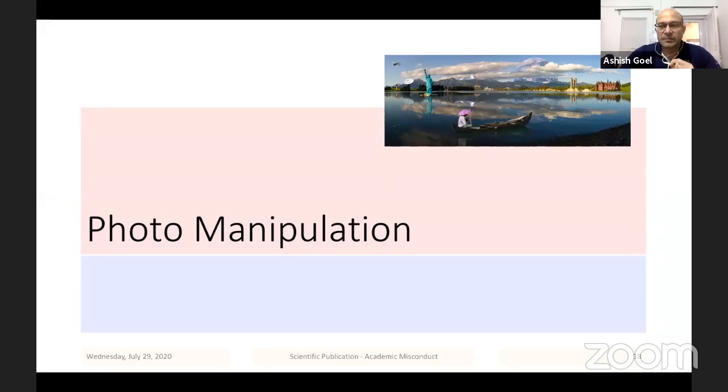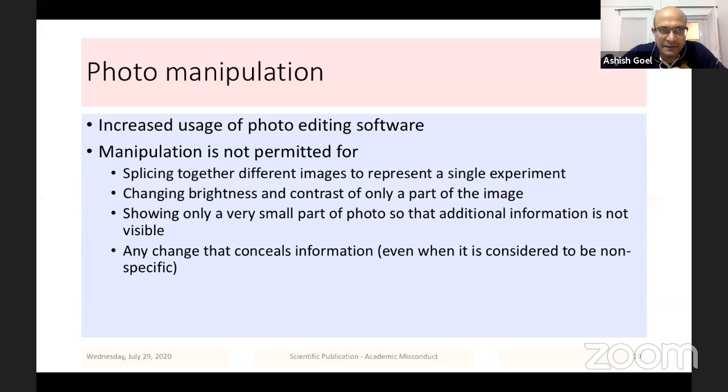Okay, the next topic we're going to talk about is photo manipulation, and I would finish this in a couple of minutes. I can see the frowns on the organizers' faces because I'm exceeding my time, but another 2 minutes and I'll wind this up.